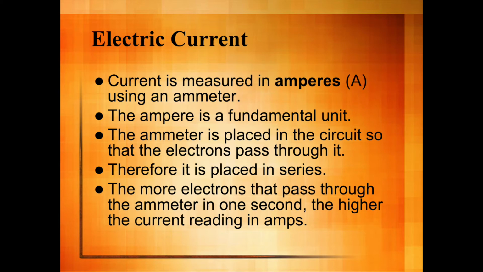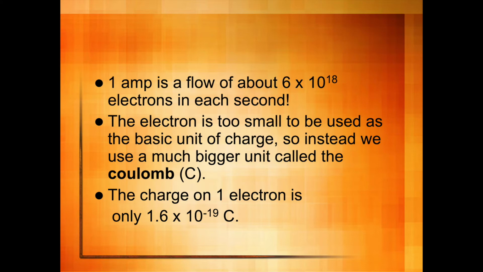But what happens is the more current you have passing through there, the more electrons you have every second, and the higher the current that's measured. So if you talk about coulombs, we've talked about coulombs a little bit, and we know that the charge on a single electron is 1.6 times 10 to the negative 19th coulombs. And when we measure amps, an amp is measured in coulombs per second. So that means we've got about 6 times 10 to the 18th electrons going by each second.